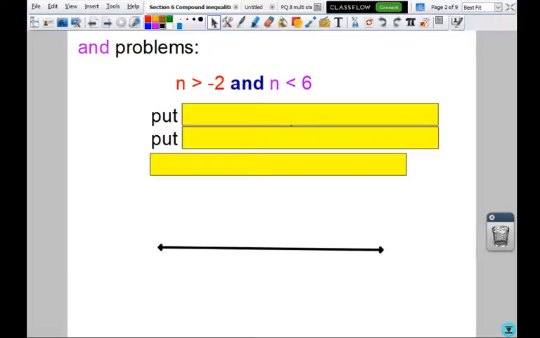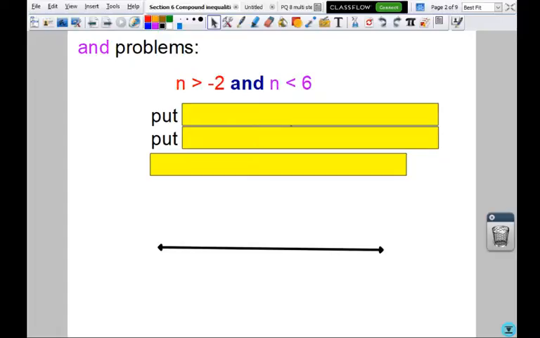So we're going to look at some compound inequalities. I'm going to look at n is greater than -2 and n is less than 6. Since I have an and inequality, what this means is my answer is going to be everything between -2 and 6. So I'm not going to have just one circle on my graph, I'm actually going to have two.